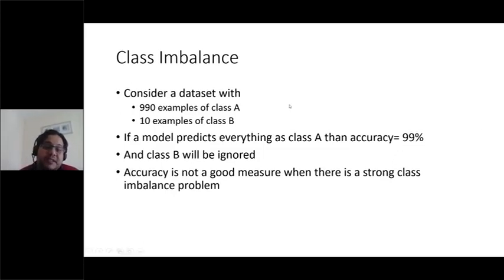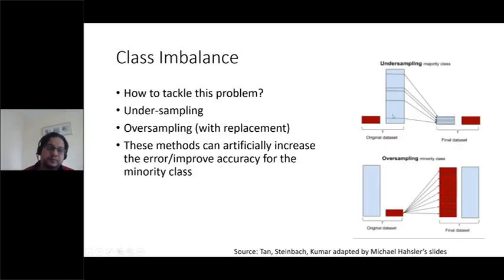So this class imbalance, how do we need to address it? Maybe this class, class B, is very important. And if we are not detecting it, then we are not really building a useful model. So how to solve this problem? We have two famous ways, the undersampling and oversampling with replacement.